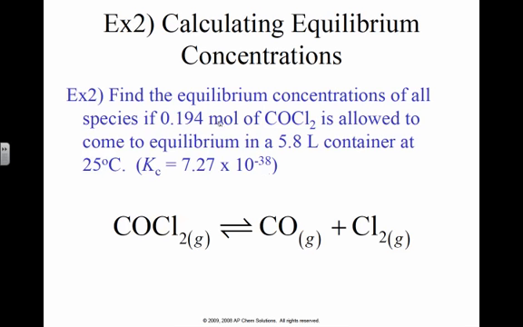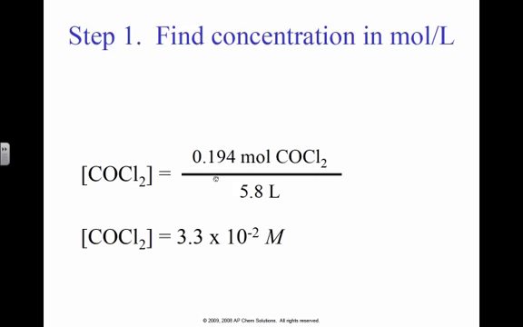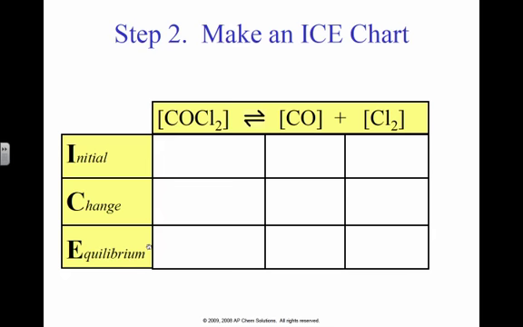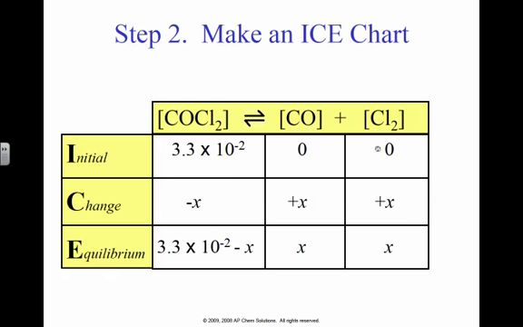The first thing I notice is I have moles and liters, and I'm talking about concentration. So I'm going to have to do this in molarity. I take 0.194 moles divided by 5.8 liters to get 3.3 times 10 to the negative second molarity. Now I have my brackets, my concentration. I'm going to fill out my ice chart. Initially I have 3.3 times 10 to the negative second molarity. Since this is initial, my products are 0. This side's going to gain, this side is going to lose. So down here we're going to have 3.3 times 10 to the negative second minus x. 0 plus x is x, 0 plus x is x.